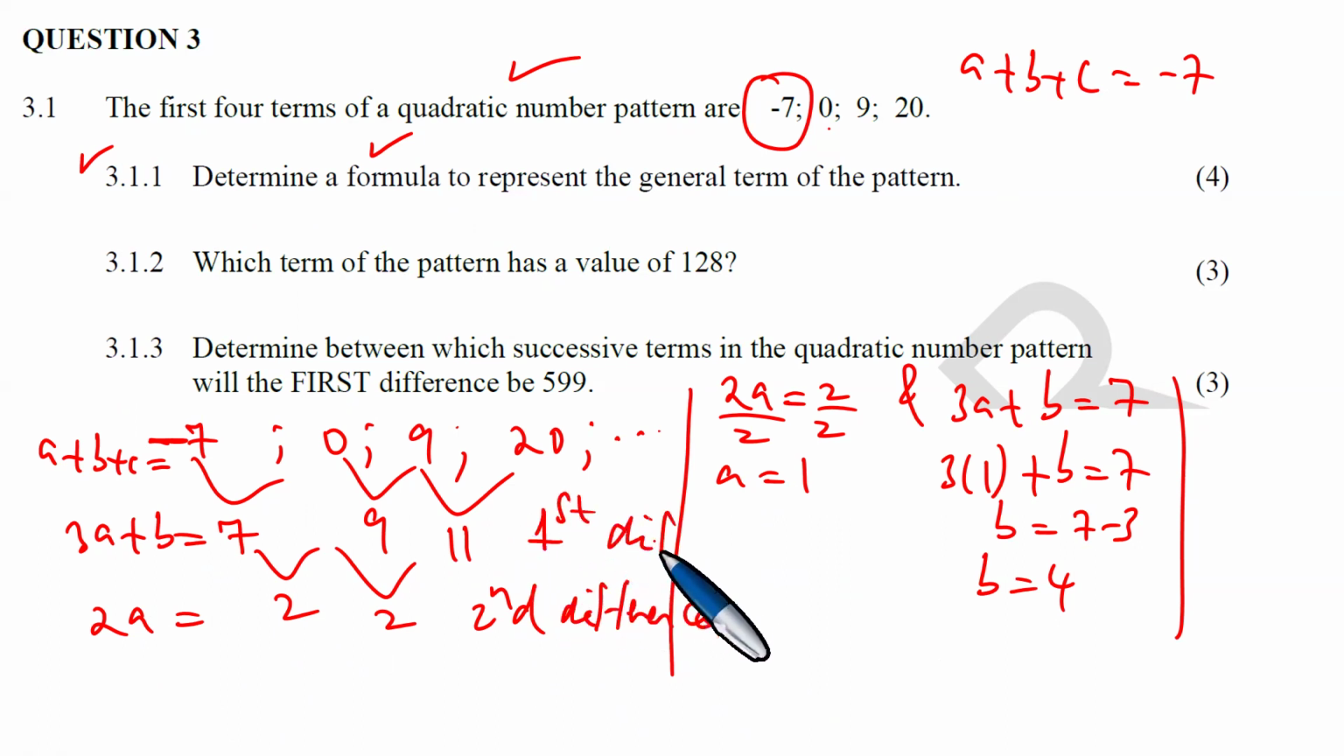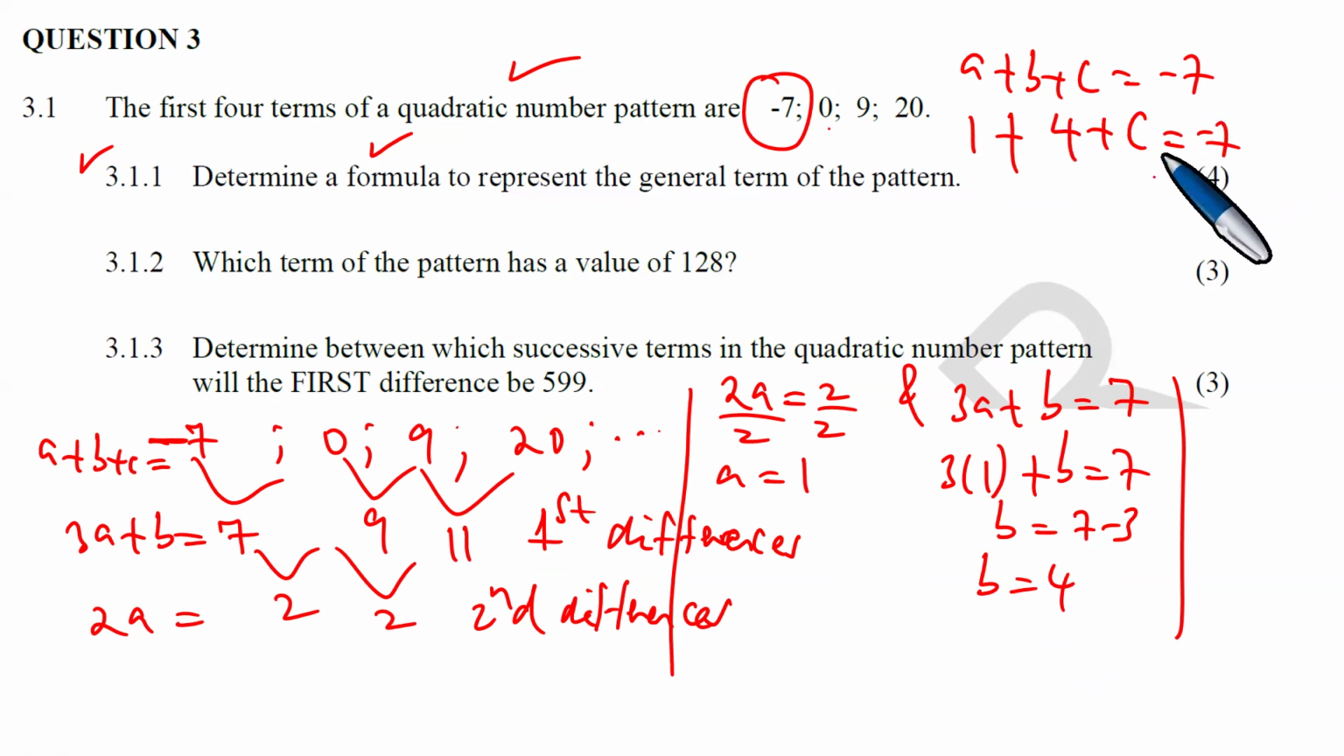We have the first differences. And look at how we handle these differences, but also look at how we handle the first term of the quadratic number pattern. a plus b plus c equals minus 7. What is our a? Our a is clearly 1. We got it here. And our b is equal to 4, so 4 plus c equals minus 7. We want to solve for c, which means c is minus 7 minus 5, and this is minus 12.